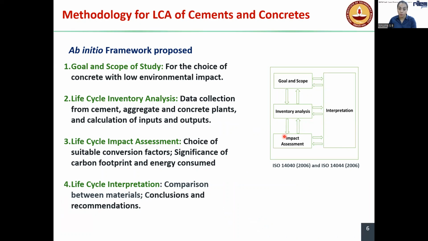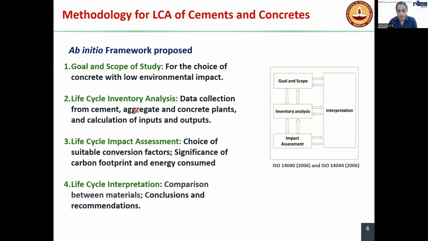This framework was proposed to be used in cases where databases are not readily available, like India. This framework is based on the 4 steps, that is goal and scope, life cycle inventory analysis, impact assessment, and interpretation as defined by ISO. But the difference lies in the inventory analysis and the impact assessment.